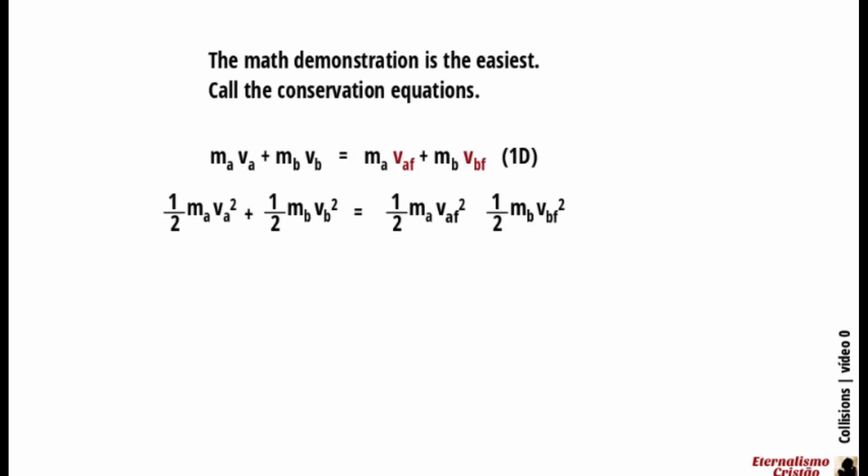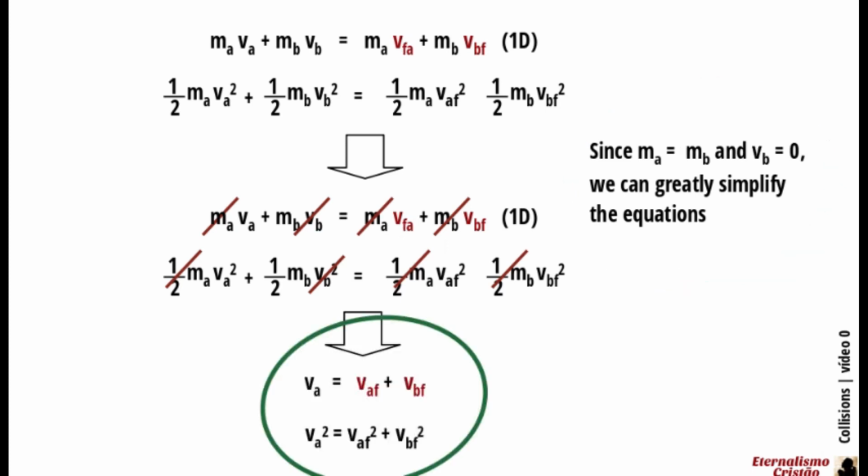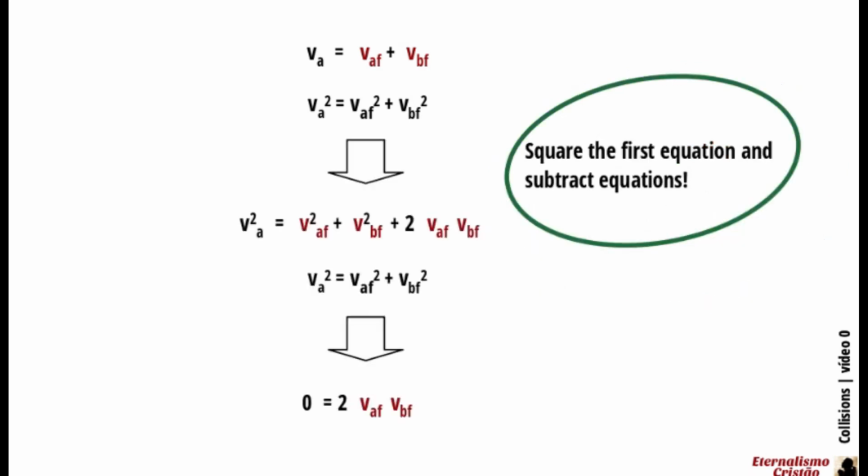The math demonstration is the easiest. Call for the two conservation equations. Since the two masses are equal and V initial B equals 0, we can greatly simplify the equations. What shall we do to combine the two equations of conservation, of momentum and of the kinetic energy? Square the first equation and subtract equations.